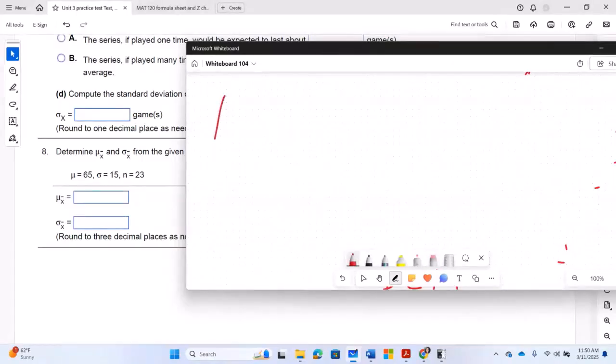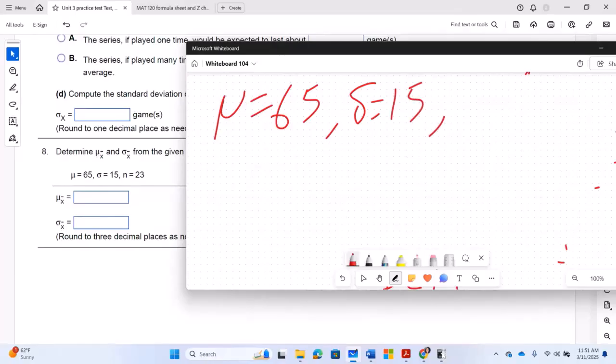The first information given to us is that the mean of the original data is 65. The standard deviation of the original data is 15. The sample size of the original data is 23. We see the sample size is less than 30. When you start doing confidence interval in unit 4, you know this is a number for t-distribution because sample size is less than 30. It's a non-normal distribution, but anyway, let's continue.